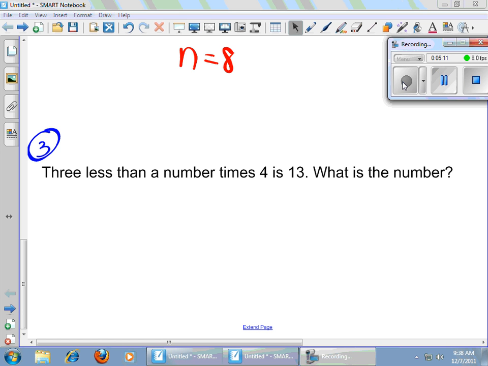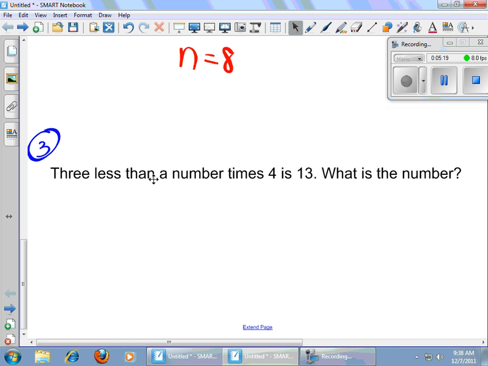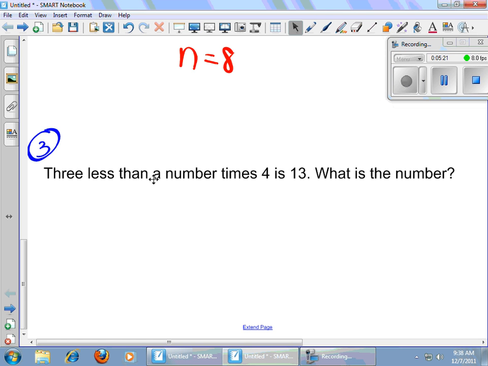3 less than a number times 4 is 13. What is the number? Again, I'm going to start with the number. There we go, that's a little better. A number, that would be n or x.